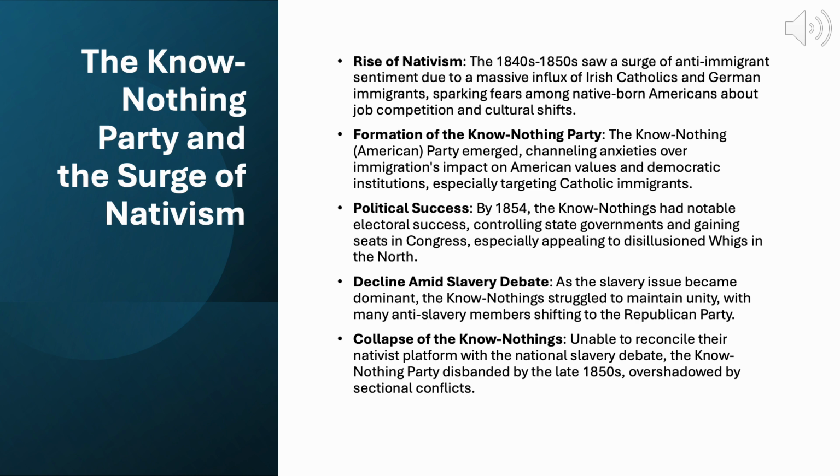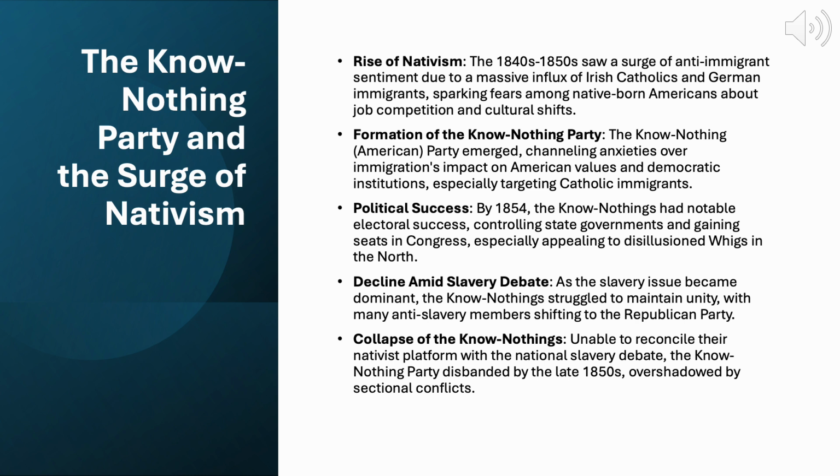For a brief period in the 1850s, the Know-Nothings experienced remarkable success. By 1854, the party had secured control of several state governments, elected numerous congressmen, and became a significant political force, especially in the North. Their platform attracted disillusioned Whigs, particularly those who viewed the Whigs as weak on issues related to cultural and social stability.